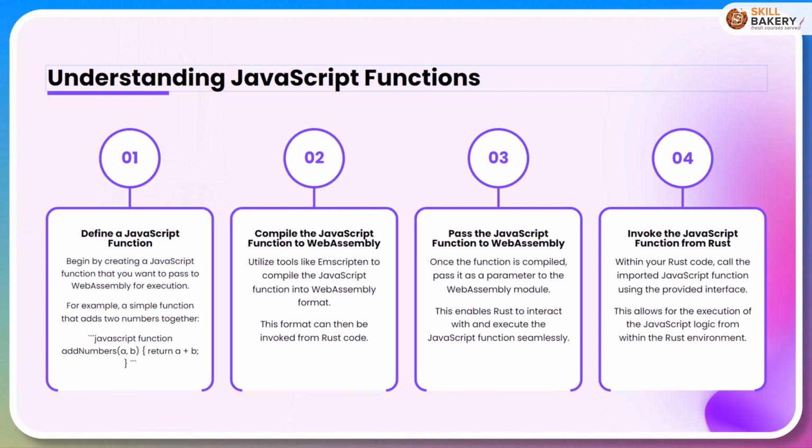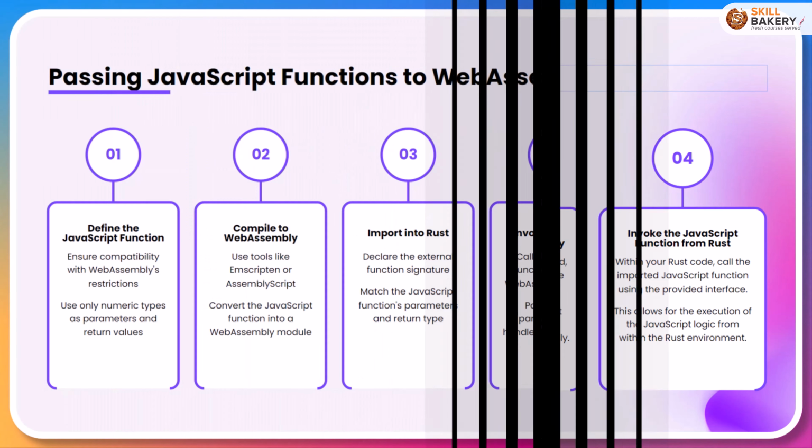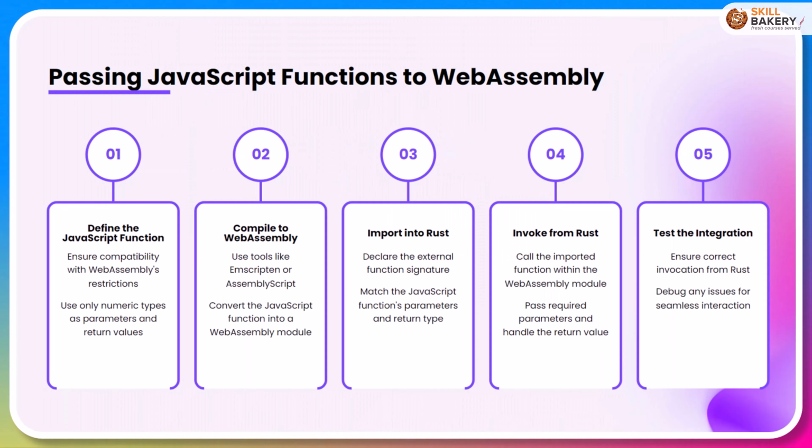First, understanding JavaScript functions. We define a JavaScript function, and then we compile the JavaScript function to WebAssembly. We pass the JavaScript function to WebAssembly and invoke the JavaScript functions from Rust. Now, in order to pass JavaScript functions to WebAssembly, the first thing is defining the JavaScript functions, compiling to WebAssembly, importing into Rust, invoking from Rust, and then testing the integration.